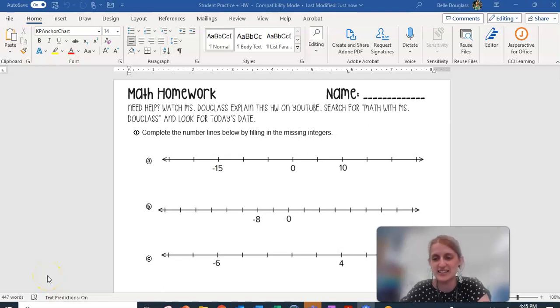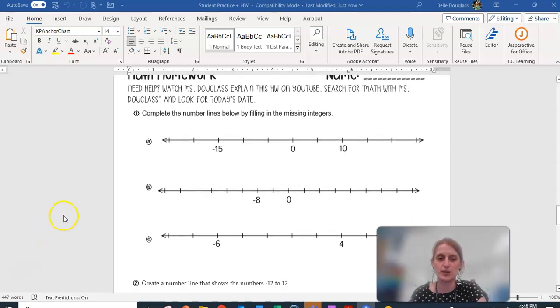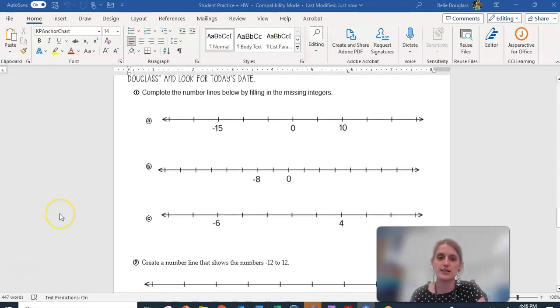Hey mathematicians, it's your very first homework assignment of 6th grade. We're going to do it together. Okay, so the first 3 problems are number lines. Now, these number lines are missing a bunch of numbers and it's your job to fill them in. They're not counting by ones.